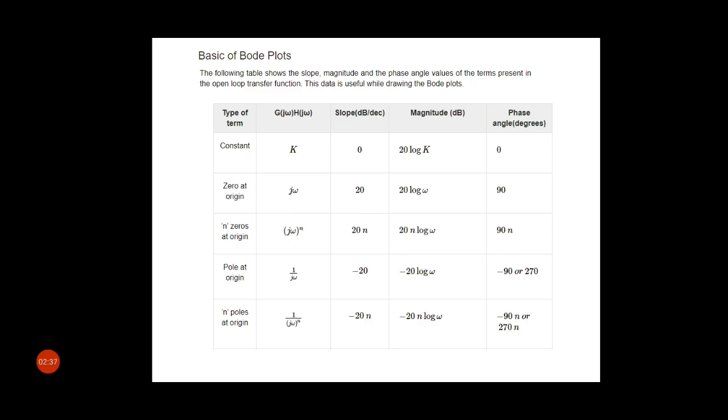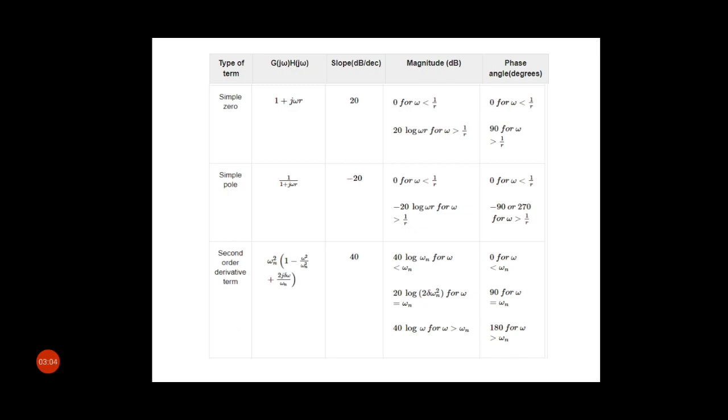If we have n number of poles at origin, that means if G(jω)H(jω) equals 1 by (jω)^n, then our slope will be minus 20 into n. In that case the magnitude will be minus 20 into n log ω dB, and the phase angle is minus 90 into n or 270 into n.